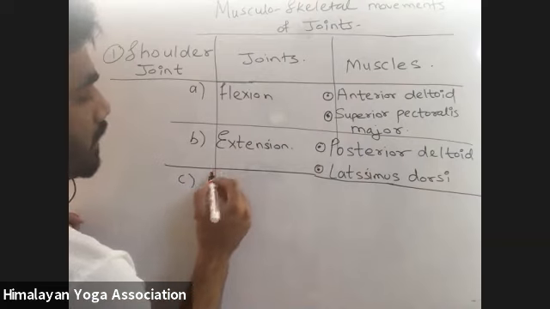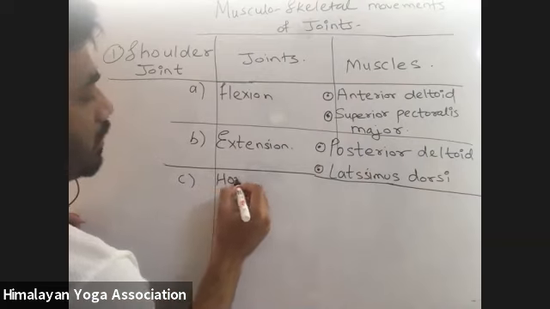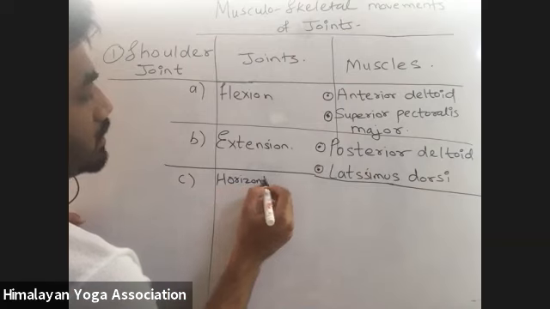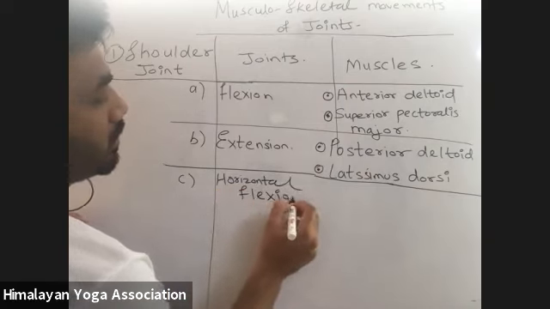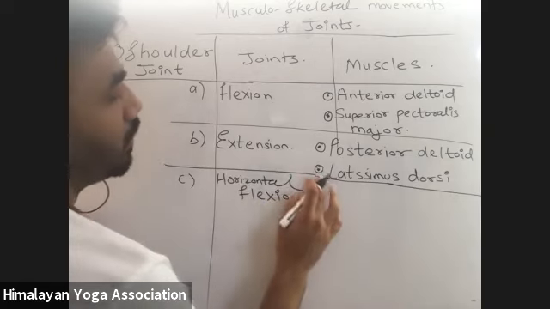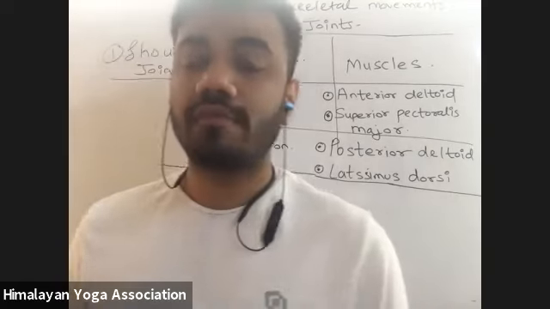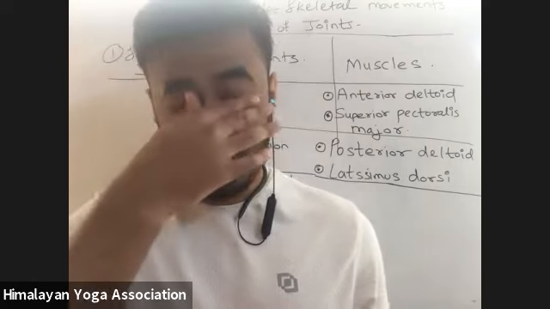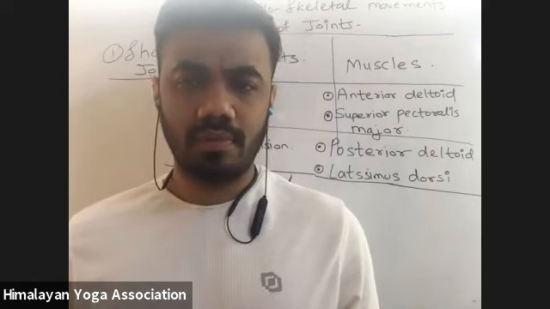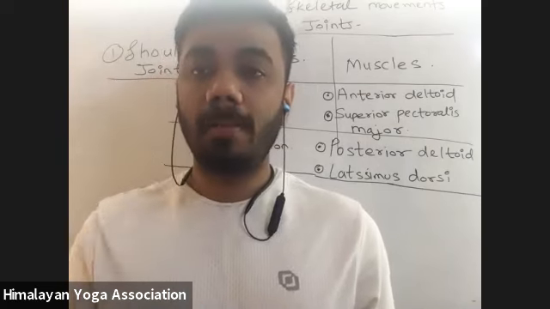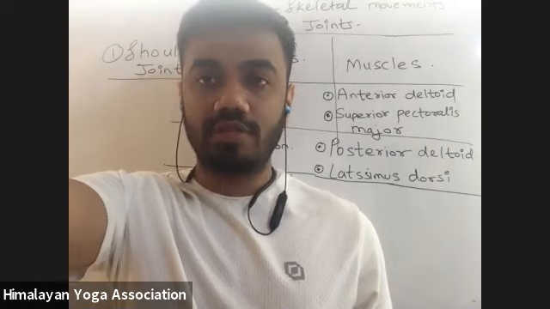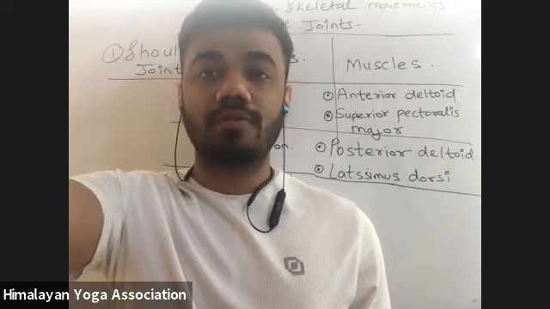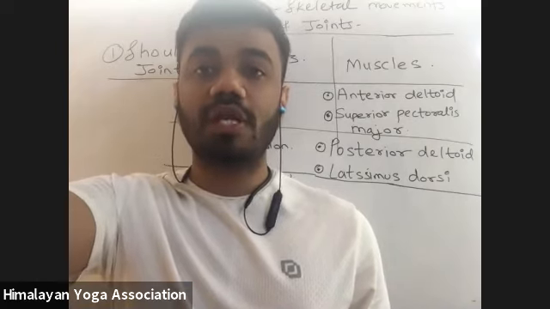So now I will write horizontal flexion. What does this mean? Horizontal flexion. So maybe horizontal, when we take the arm to the side? When we take the arm in the front first, that is our flexion. So now what is horizontal flexion?